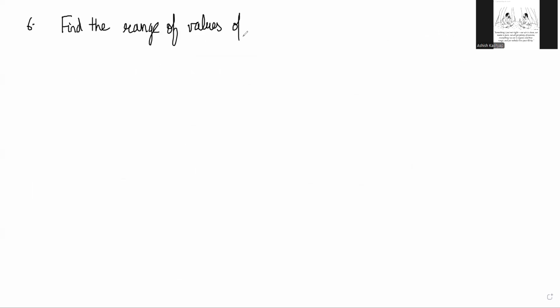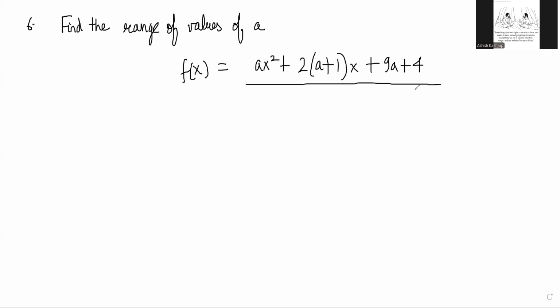Sir, 4A, number 6. Find the range of values of a for which f of x is equal to ax square plus 9a plus 4 divided by x square minus 8x plus 32 is always negative.